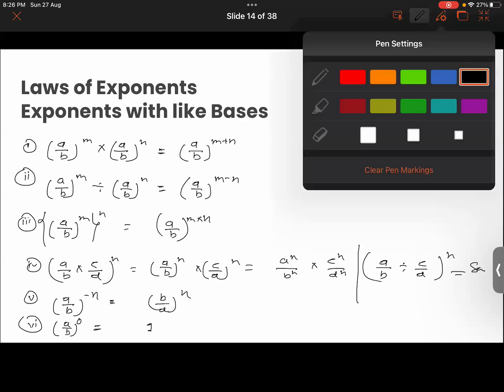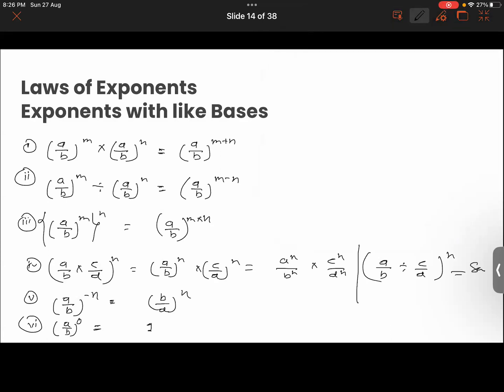So these were basically the laws of the exponents in the chapter. Now we will be solving different types of questions. If you like, take the screenshot of this one also. It's basically a summary of all the laws of exponents. Sir, I can't see the sixth law. Okay, I'm writing it over here: a upon b raised to the power 0 equals 1. Done.